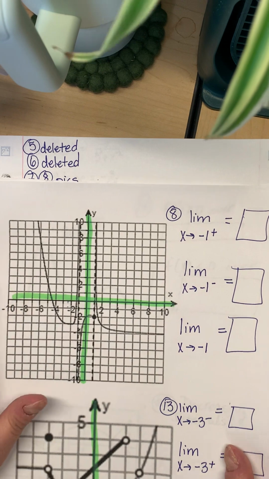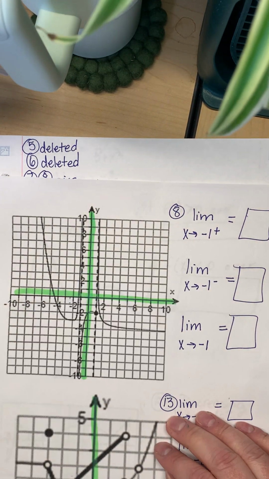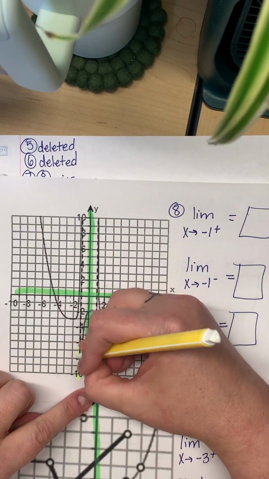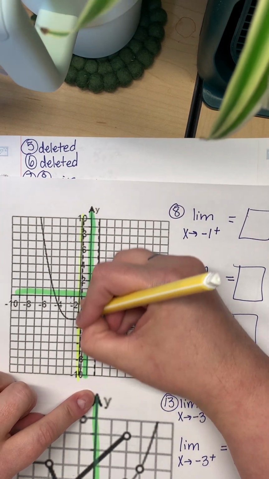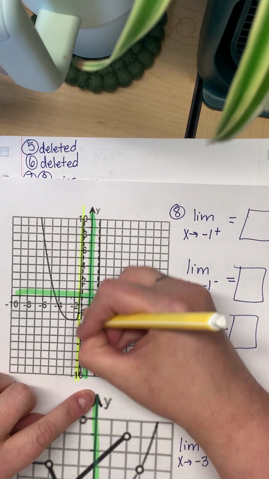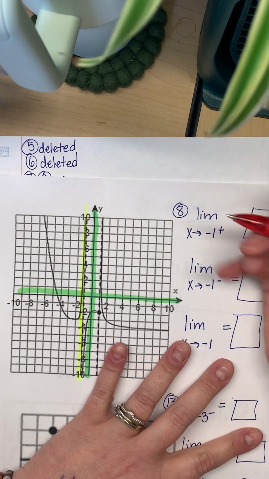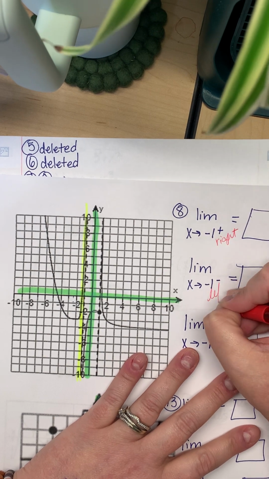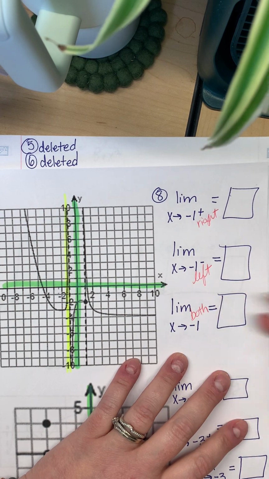Pretty much the same thing. It says limit as x approaches -1 from the right. Well, first let me find -1. Oh, it looks like it's this asymptote. Okay, this is -1. That's when x is -1. Now it says we need to look from the right, from the left, and then we need to consider both.